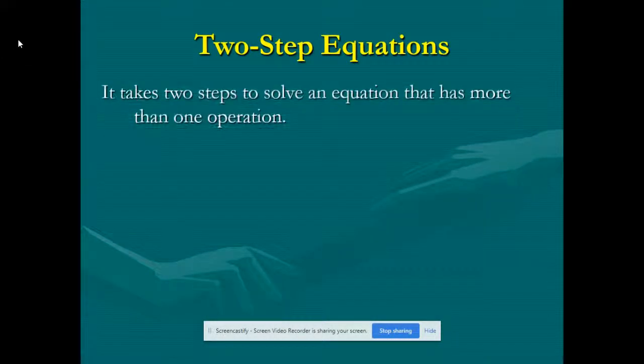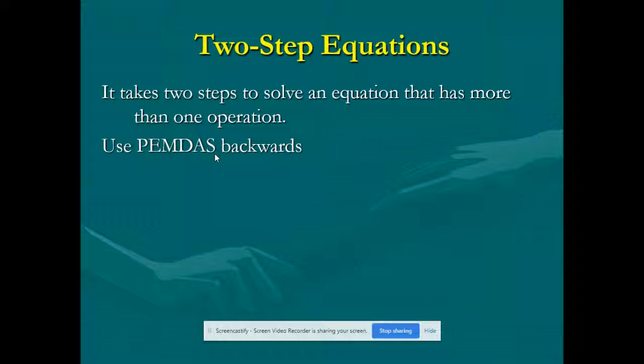All right, we're now doing two-step equations. It takes two steps to solve an equation that has more than one operation. So you've got to use your PEMDAS backwards. Remember, this would be your brackets, I think we use "of", multiplication, division, addition, subtraction. So what you must do is start with your addition or subtraction. That's where you've got to start.